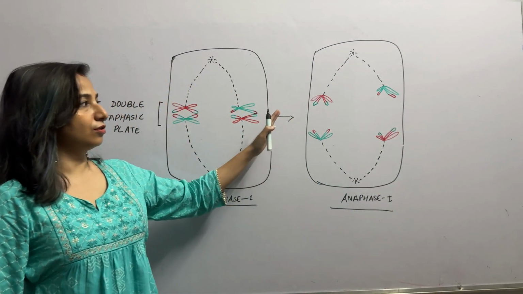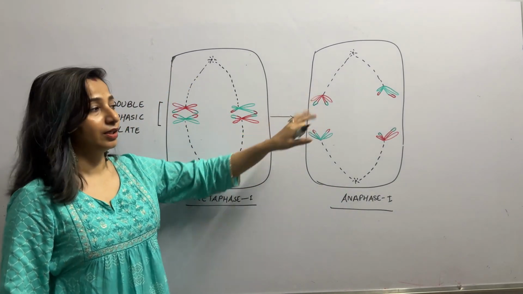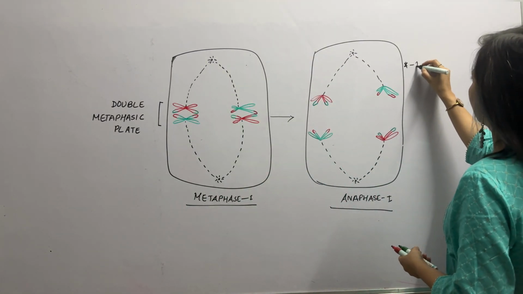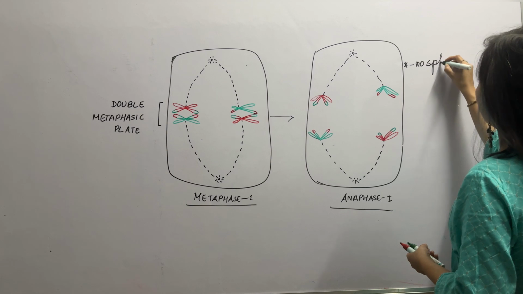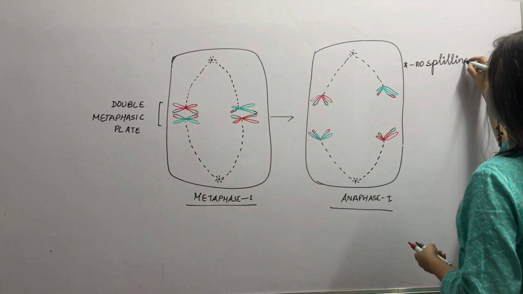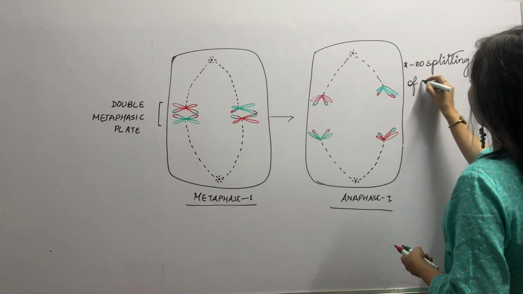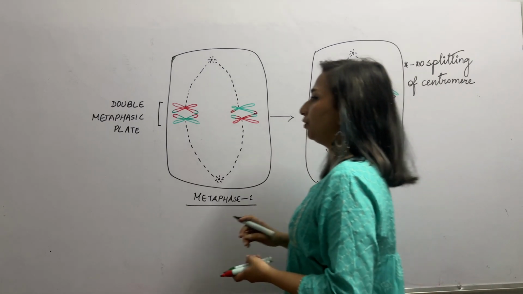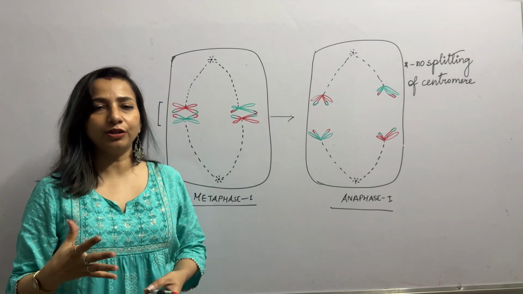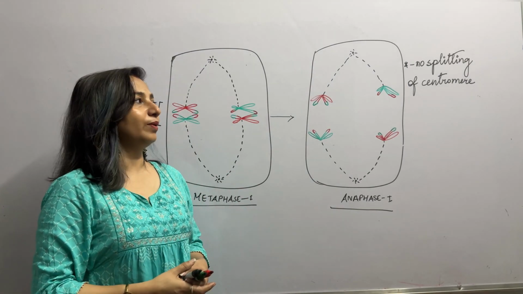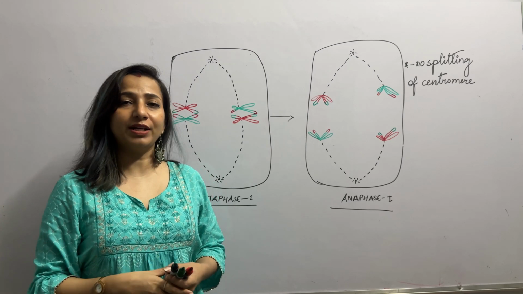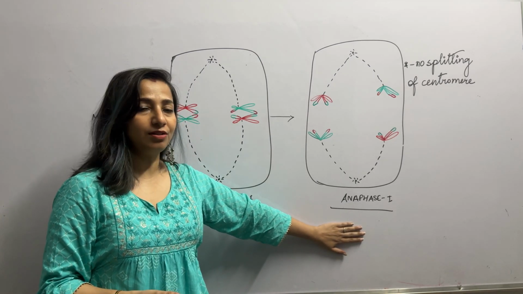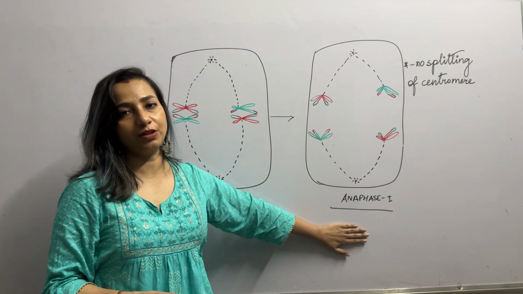So there is separation of the homologous pair. You have to remember this point, it is very important. There is no splitting of the centromere. Often we see that in NEET, they give you questions on cell cycle and cell division, where they give you 2 columns and ask you to match the following columns. So you have to remember precisely that in anaphase 1 there is no splitting of the centromere.